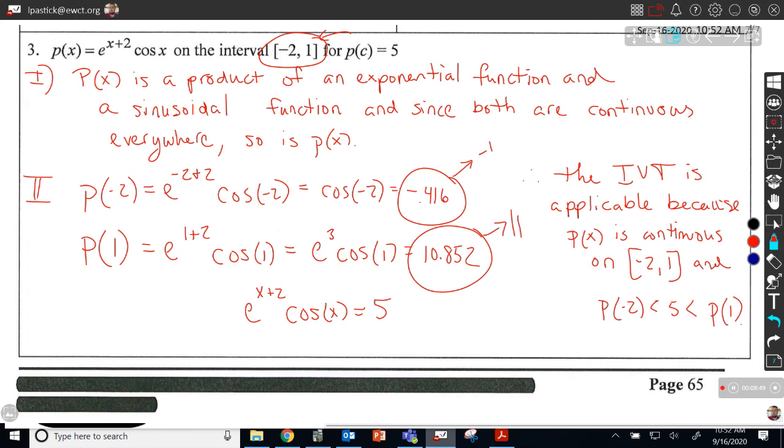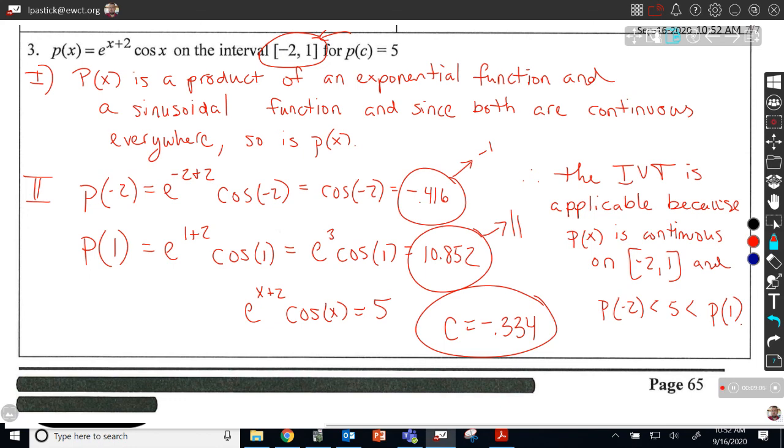So in our problem, C equals -0.334. We have just found the missing value that is guaranteed by the intermediate value theorem.